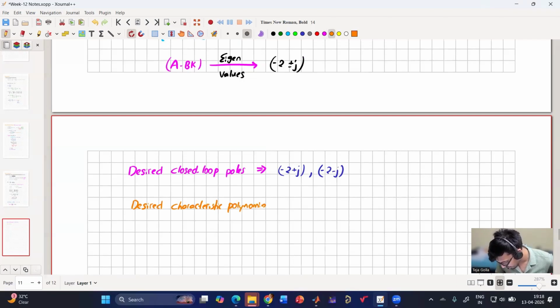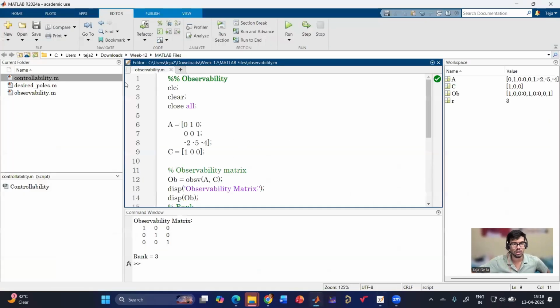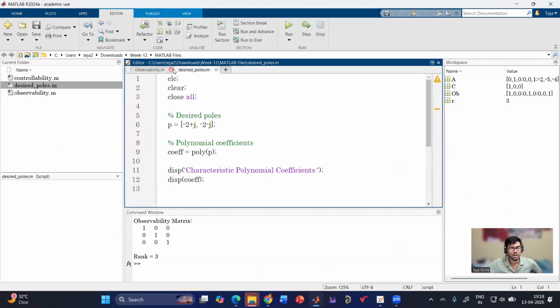So I have written a code. I'll be uploading it again, as I mentioned earlier, and let us use the code. Clearing the workspace and command window and closing all the plots if they are open. The desired poles are minus 2 plus j and minus 2 minus j. If these are the poles, then the polynomial coefficients are p, and then I'm displaying the coefficients. So let me run it.